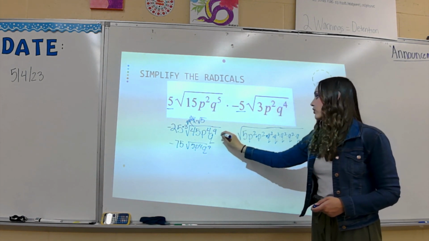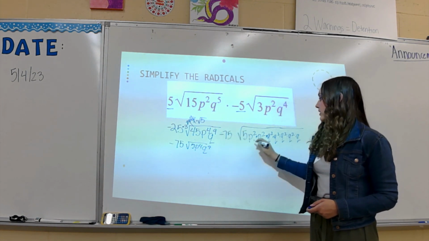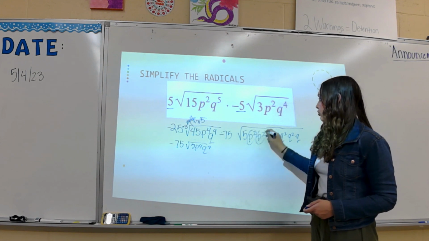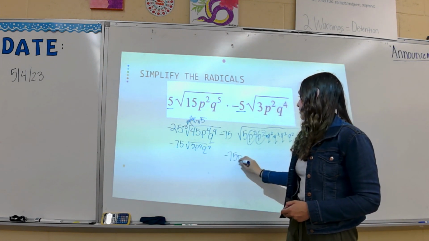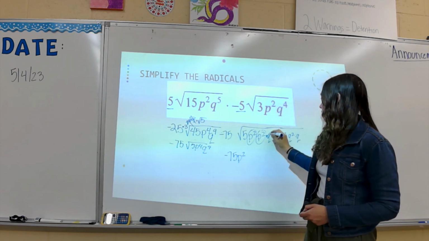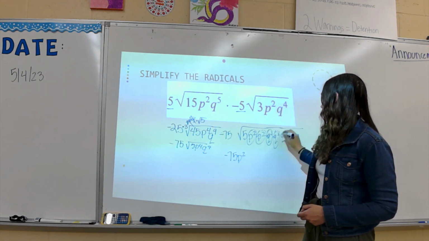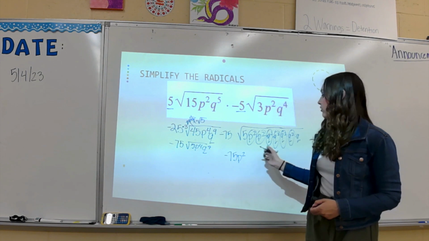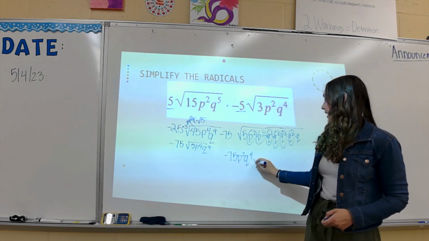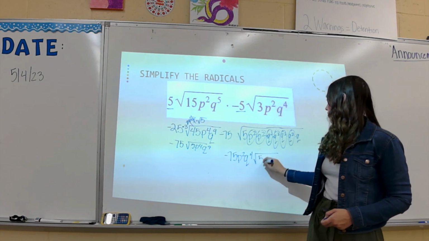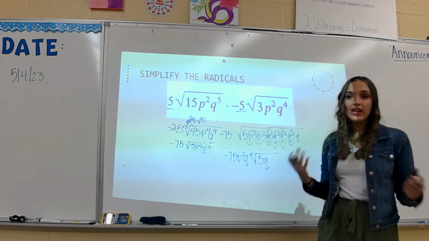When I have the squares, those are the ones I can take out. So I'm going to take out 1, 2 p's. So that's p squared. I can take out 1, 2, 3, 4 q's. So I'm left with q to the 4th. And on the inside now, I have 5q. And that's how I simplify.